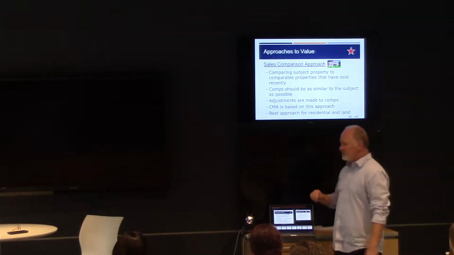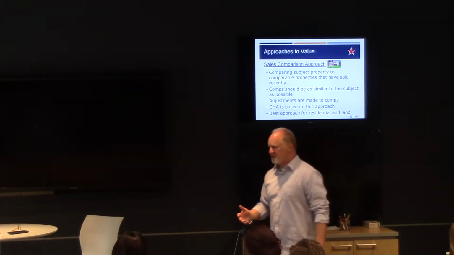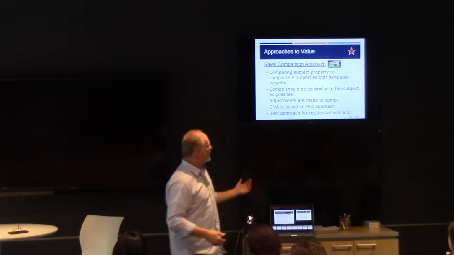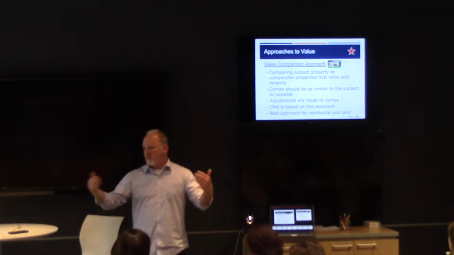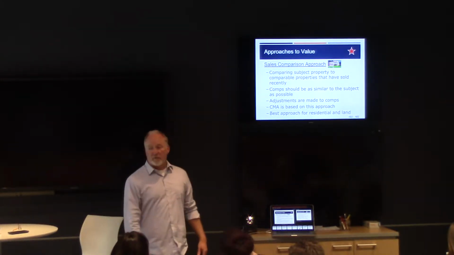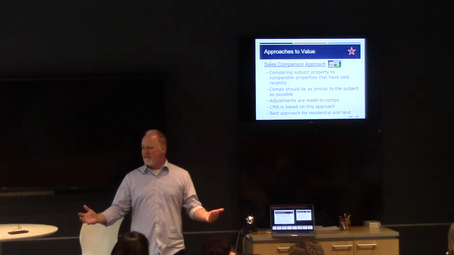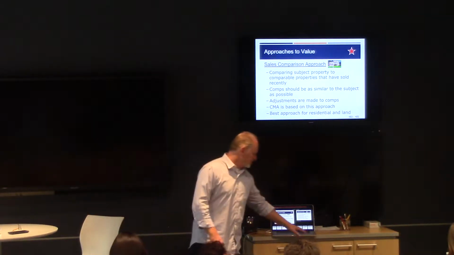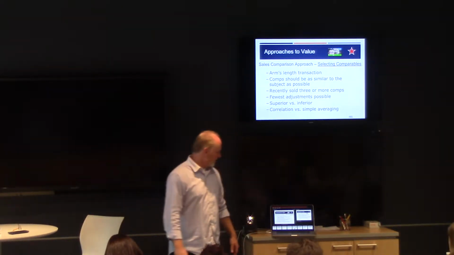Okay. Adjustments are made to the comps. We don't adjust the subject property. What else does it say there? CMA is based on this approach. Remember this economic rental substitution, right? And then best approach for residential and land. Anything new on that slide? Yeah, this section is going to go quickly. This is going to go quickly.